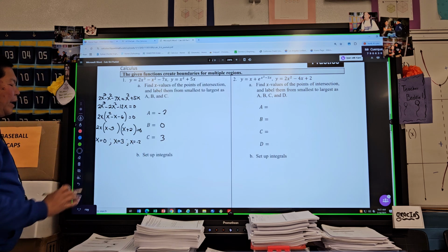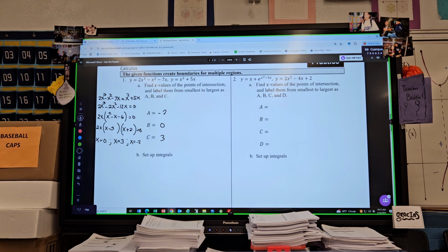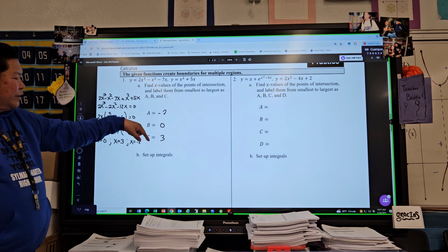Can you now set up the integrals? Can you set up now the integrals? So smallest to the largest.